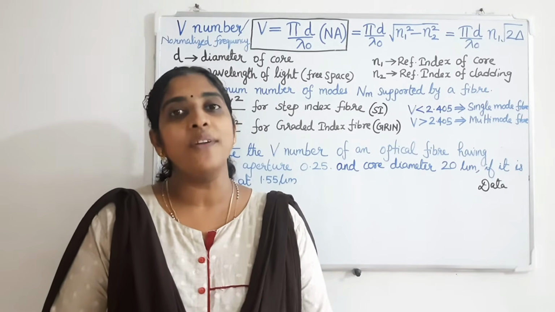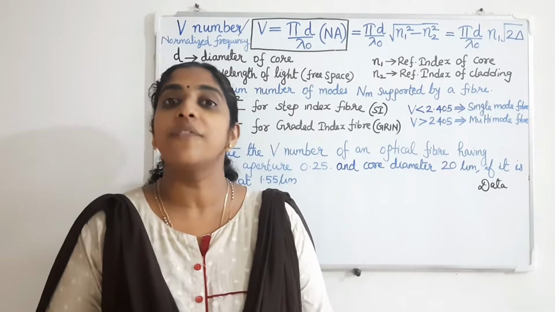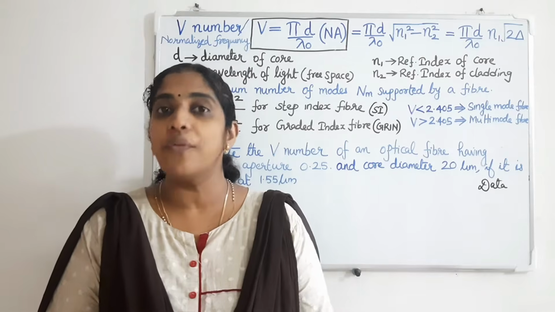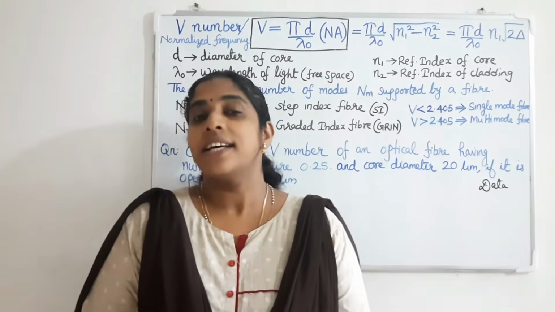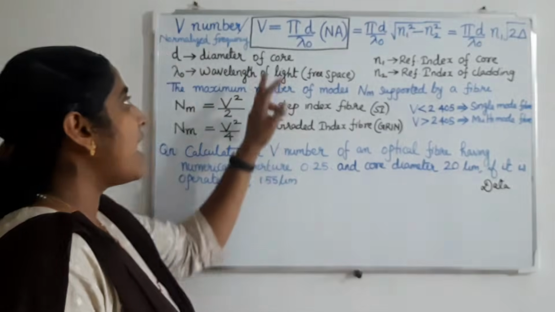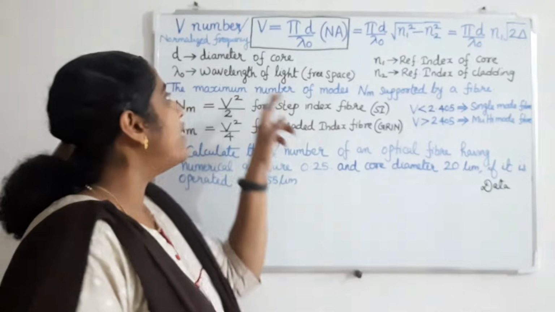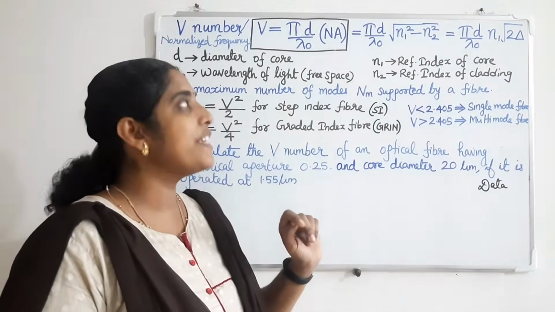So, based on all these factors, there is a physical parameter known as V number. Each mode has a definite value of V number. Below that value, that mode is cut off. That V number is defined as pi d by lambda 0 into numerical aperture, where d is the diameter of the core, lambda 0 is the wavelength of light in free space.